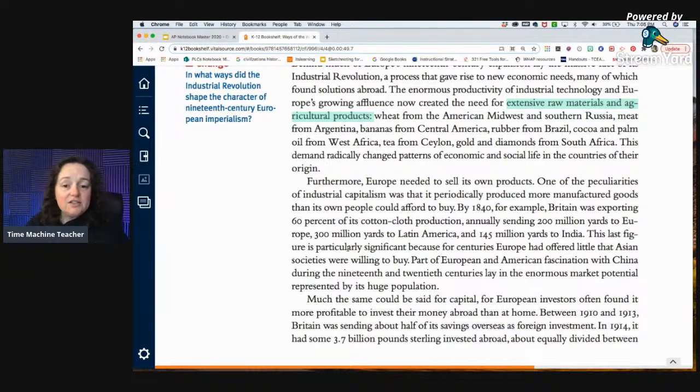Furthermore, Europe needed to sell its own products. One of the peculiarities of industrial capitalism was that it periodically produced more manufactured goods than its own people could afford to buy. So by 1840, for example, Britain was exporting 60% of its cotton cloth production, annually sending 200 million yards to Europe, 300 million yards to Latin America, and 145 million yards to India. So put down that not only were they getting products from other countries, but they're also exporting. So they're finding new markets in these new countries.